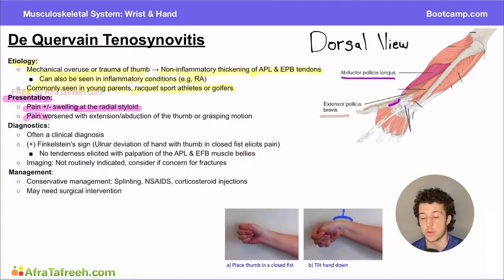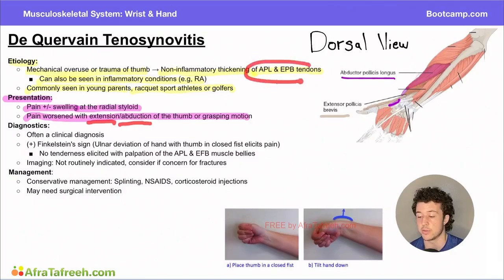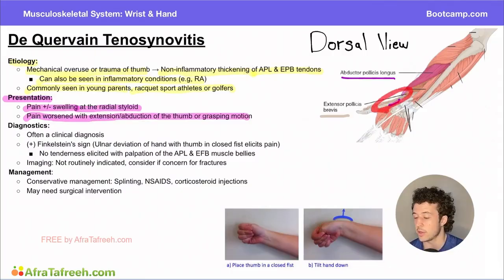And these patients will also have their pain worsened with extension or abduction of the thumb or that grasping motion. So remember, it's the extensor pollicis brevis and the abductor pollicis longus that are going to be the inflamed tendons in this pathology. So if we do those actions, that can further irritate these tendons and increase the pain in the patient. All right, moving on to diagnostics.